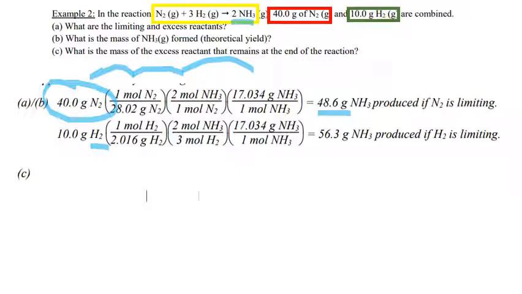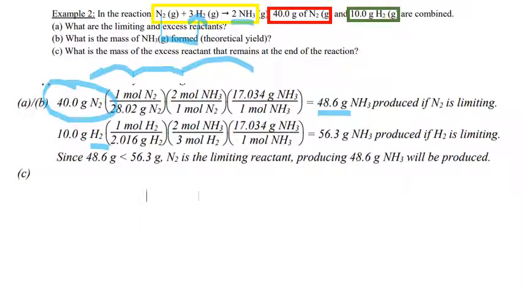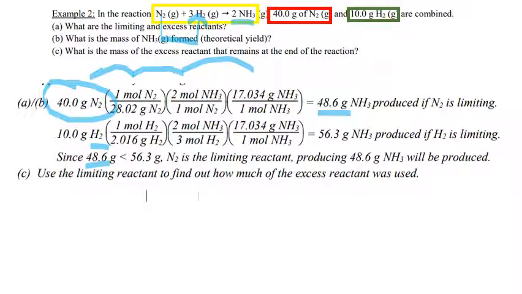All I would need to do is, instead of going from grams of nitrogen to grams of ammonia, I could actually go grams to moles to moles to grams of hydrogen. If I do that, I can, based off of mole ratios, figure out how much hydrogen was actually used. So again, just focusing on the smaller number, I'm going to use the limiting reactant to find how much excess is made. So I'm going to go with my 40 right here.